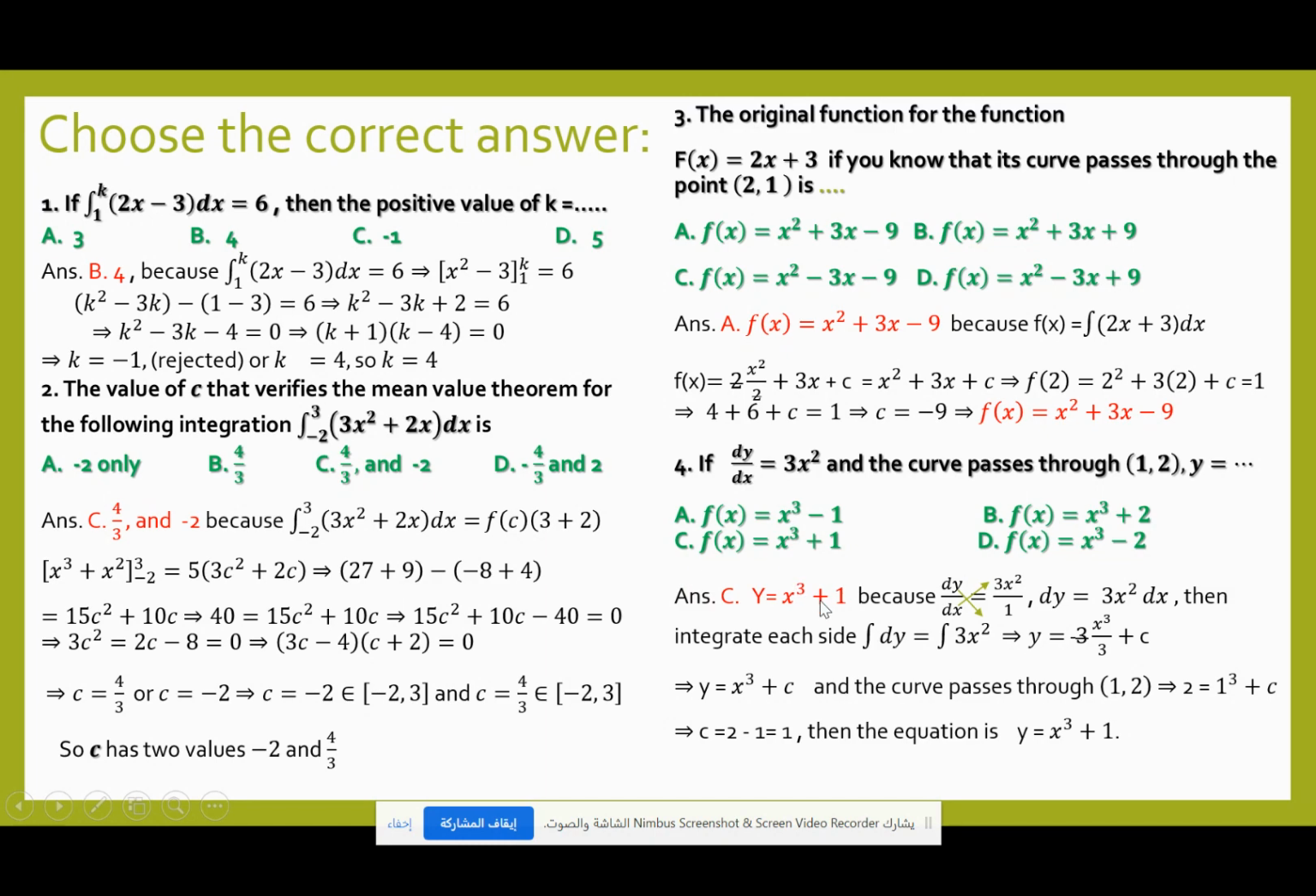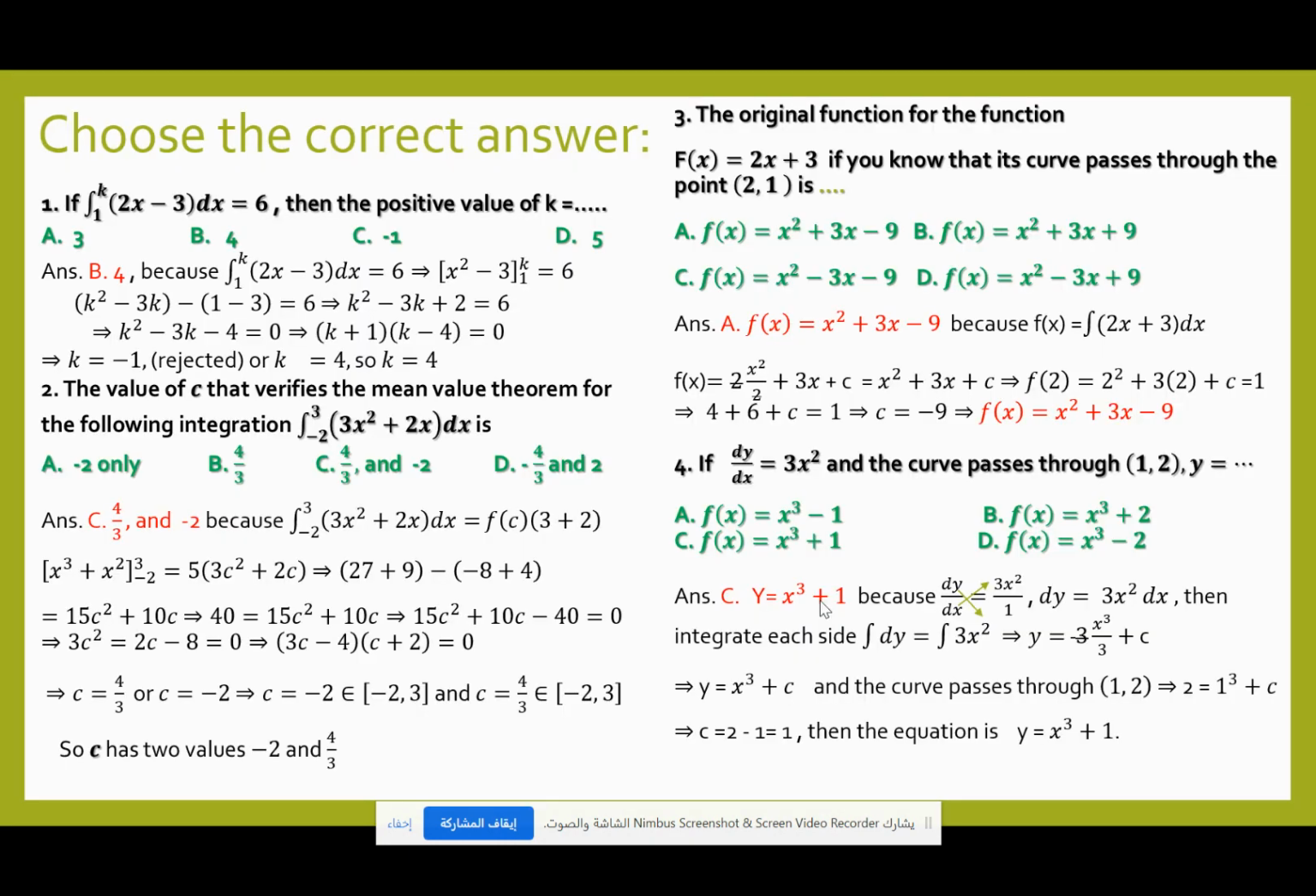Whoever did these questions right, congratulations for understanding the lesson. And this is the end of our lesson today. I hope you all get it well.